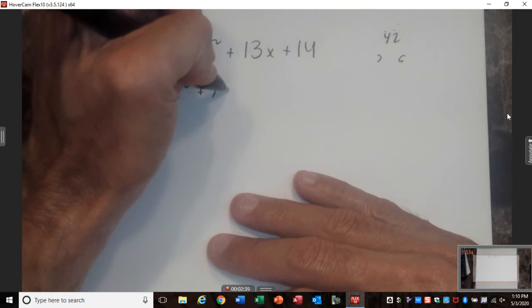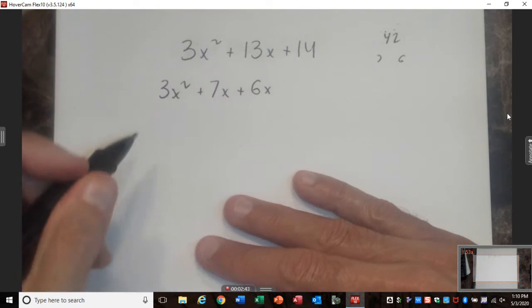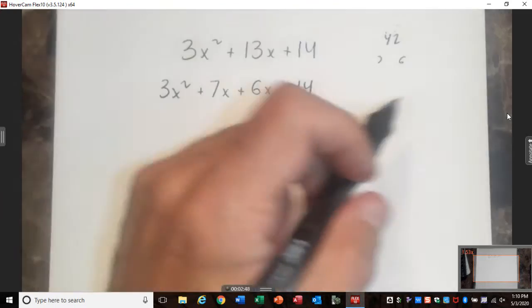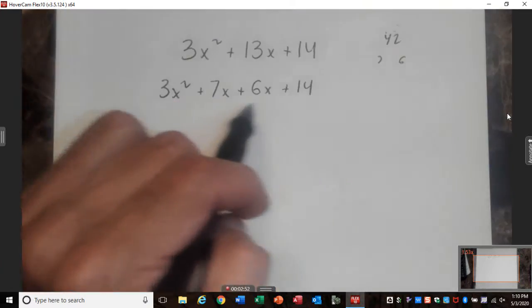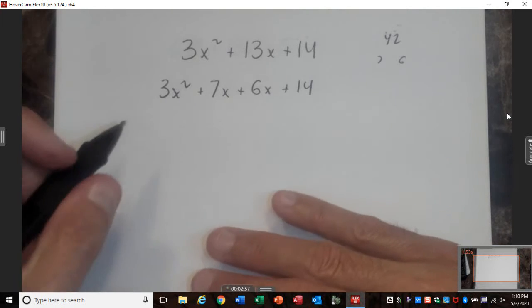The order you write these doesn't matter. I always like to put the larger term first. You can put the 6x and then the 7x. That's fine. It still works. And then bring down the 14. See, we kind of just used the 42. We kind of just used it to get what we want. And now we're done with the 42, okay? It feels kind of mean, but that's how we do it.